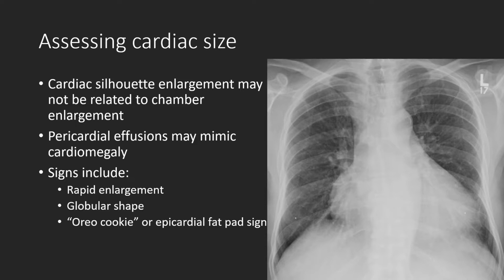You should also note that not all things that enlarge the cardiac silhouette are related to cardiac chamber enlargement. A pericardial effusion can also cause cardiac silhouette enlargement. We would suspect a pericardial effusion should the heart change rapidly in size in the frontal view. The silhouette may appear globular, though I think this is not a very specific or sensitive sign. A more reliable marker is what's known as the Oreo cookie or epicardial fat pad sign, which we see on the lateral view.